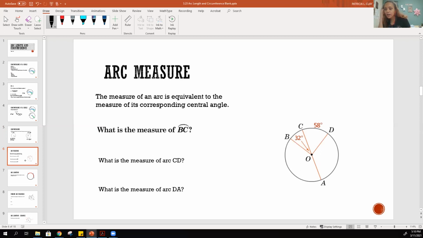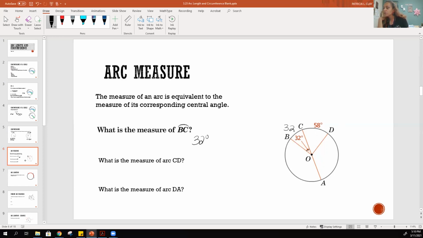So if we look at our measure of an arc, the measure of an arc is equivalent to the measure of its corresponding central angle. Remember on the other side, I said that this is our central point. So this is what it's referring to. Our central angle comes from our center point. So if this angle right here is 32, that just means that this arc right here is 32. So the measure of BC is 32.